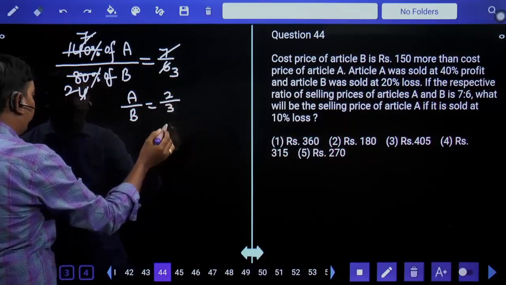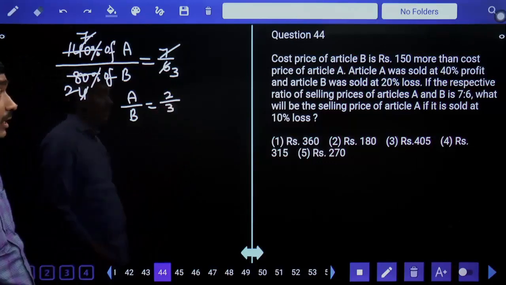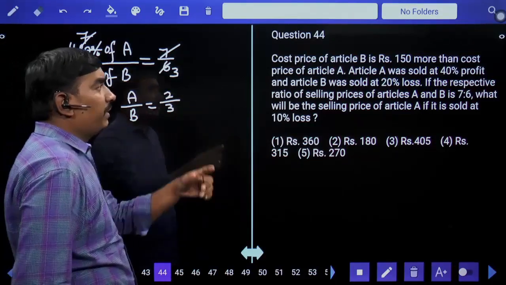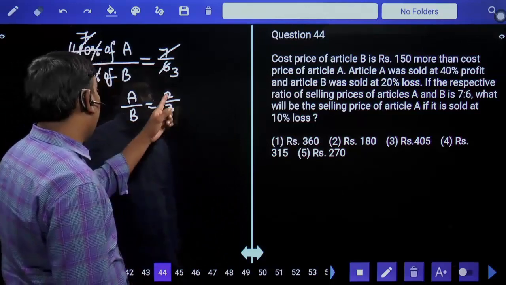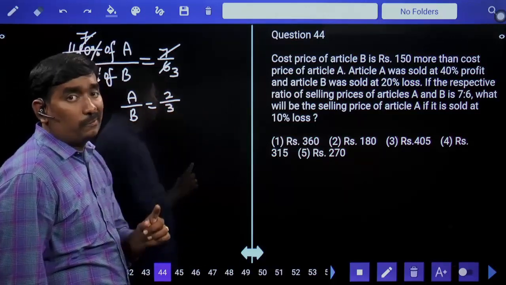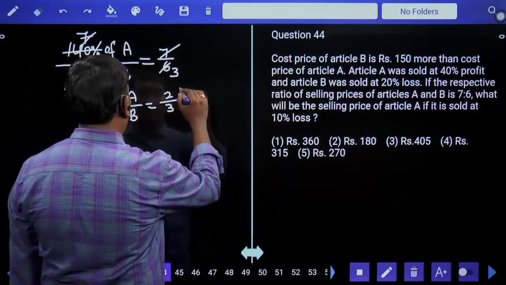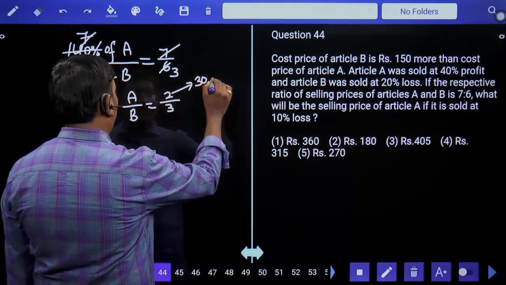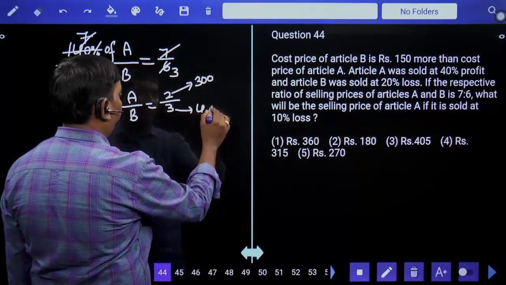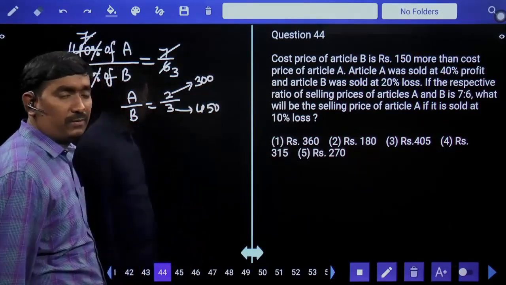Cost prices of A and B are in the ratio of 2:3. Article B is 150 more than A. A is 2 parts, B is 3 parts, which means B is 1 part extra. That 1 part value is nothing but 150. 2 parts value 300, 3 parts value 450. These are the cost prices of A and B.